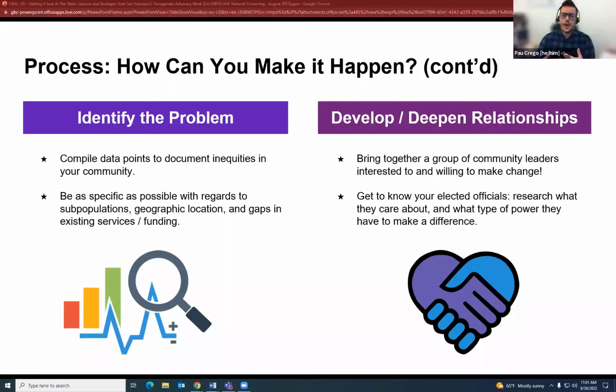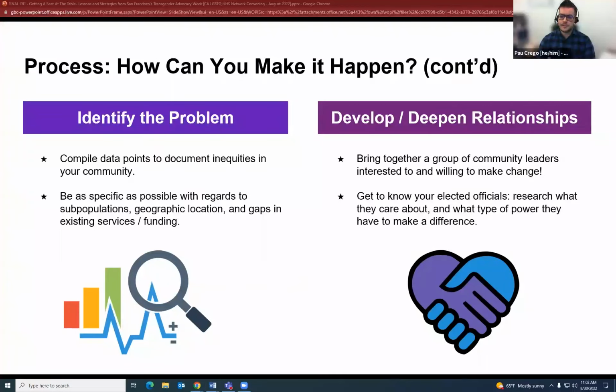And then one thing that is a challenge, but as much as possible is really helpful, is to be very specific with regards to how the issues impact different subpopulations, the geographic location, and any gaps in the existing services or funding. So for example, for us, it was important to, as much as possible, find data that was specific to San Francisco residents or people who receive services in San Francisco. And we haven't done a great job about that in the sense that there isn't a lot of data available, but as best you can, and using the closest thing you can is just really helpful to be able to paint that picture to elected officials.